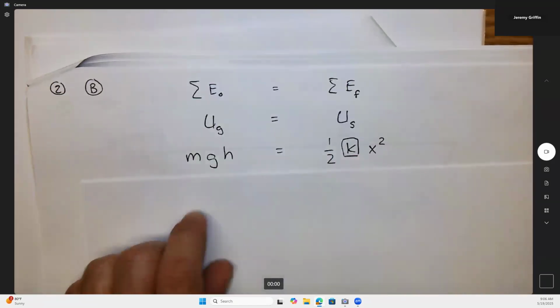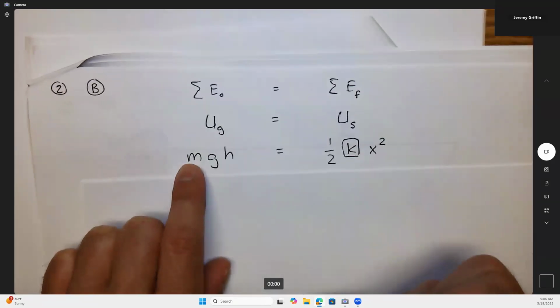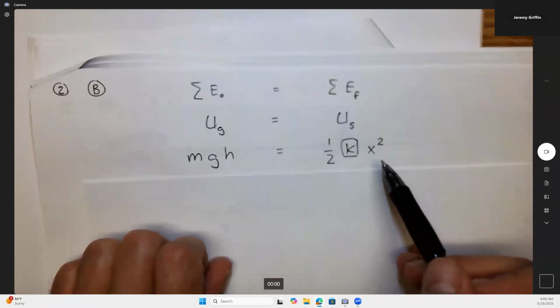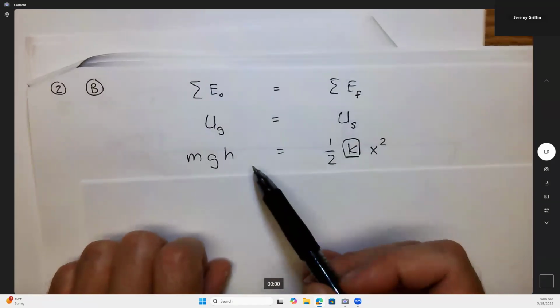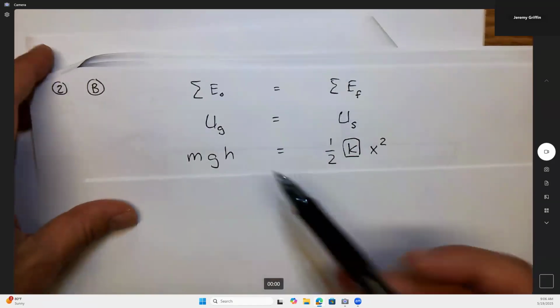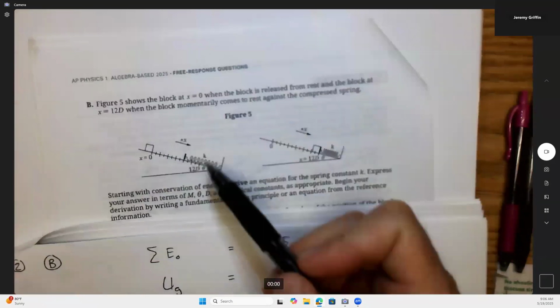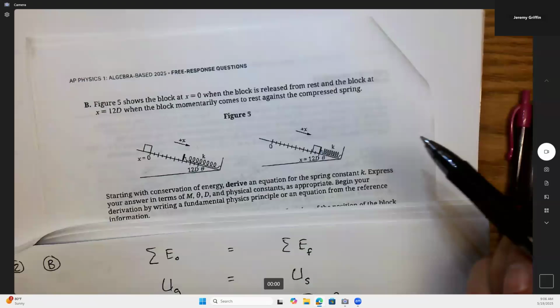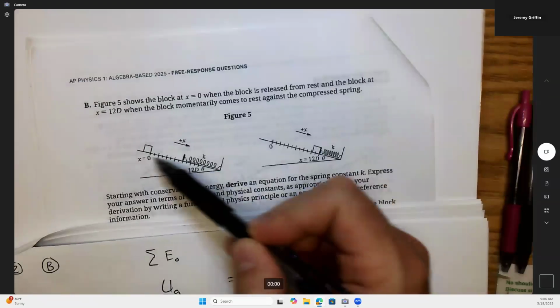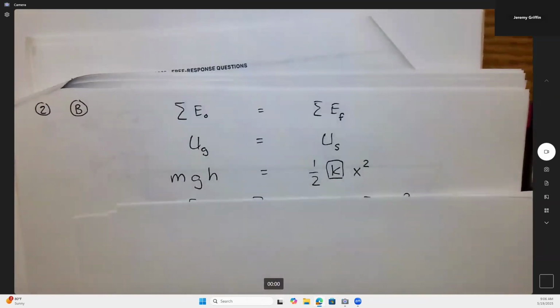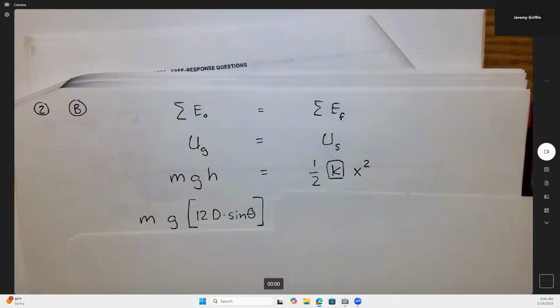Now we're going to have to do a substitution because here's the mass of the block, that's fine. Here's the gravity field, that could be a constant. But I think we'll have to do some substitutions. What could you substitute for h? Yeah, this 12D is the length it moves, but times sine theta to get the height change. So in place of that h, I'm going to do 12D sine theta.